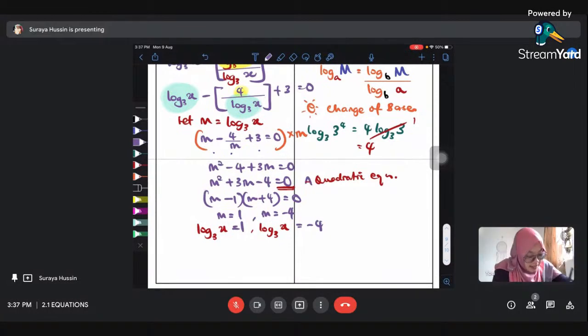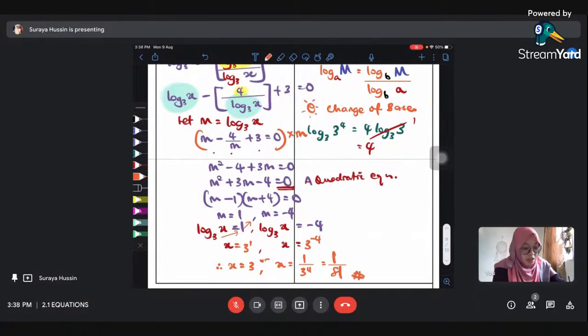Therefore, tendang-tendang. Remember, tendang naik atas. You akan dapat 3 kuasa 1, bersamaan dengan X. And another one, X is equals to tendang 3 kuasa negative 4. Therefore, your final answer is X is equals to 3 or X equals to 1 over 3 to the power of 4, which is 1 over 81.